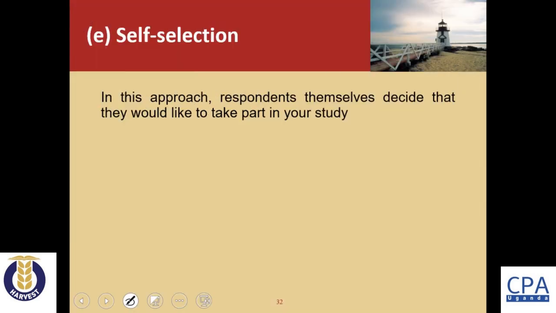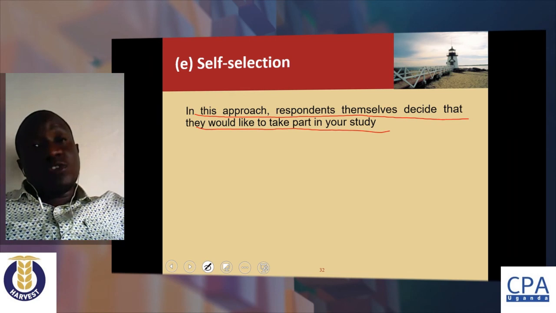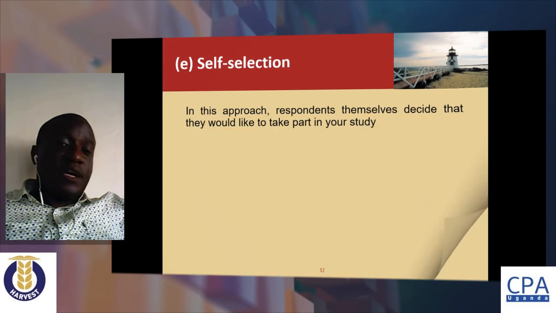Lastly, we have self-selection, and as its name goes, this is the approach in which respondents select themselves. They decide that they would like to take part in your studies. So they will simply approach you and say, we've heard you're doing this kind of study. We want to contribute. We want to be part of the respondents to add value to your research.